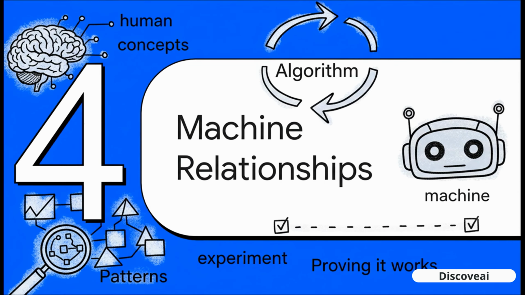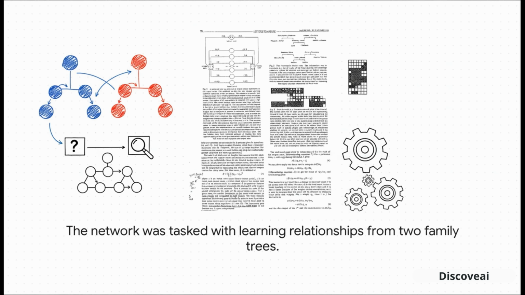Now, having a great algorithm is one thing, but you've got to prove it actually works. And the experiment that researchers came up with was, honestly, just as elegant as the algorithm itself. They didn't just want to teach the network to recognize simple patterns, they wanted to see if it could learn abstract human concepts. So what they did was they fed the network information from two different but intertwined family trees, one English and one Italian.